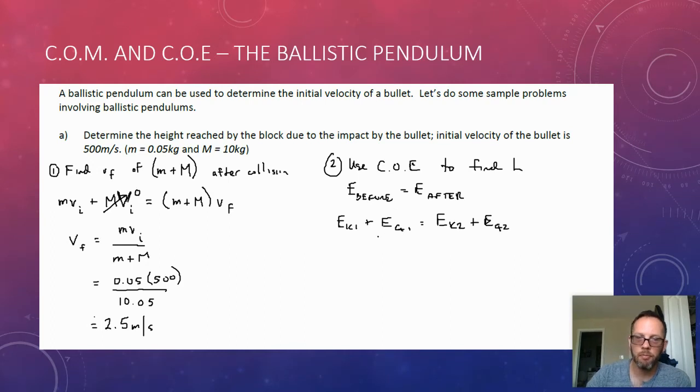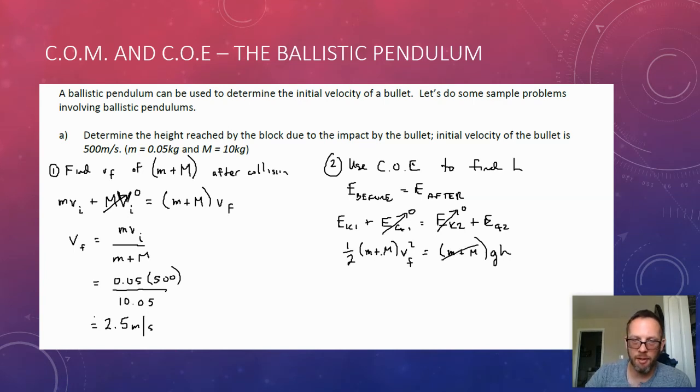Initially, our bullet and block are at h equals 0, and when it reaches the maximum height, the speed is 0. And so we have 1/2 the combined mass. Remember, they're now combined together. Remember that initially they had that final speed coming out of the collision, v_f, equals m plus m times g times h.